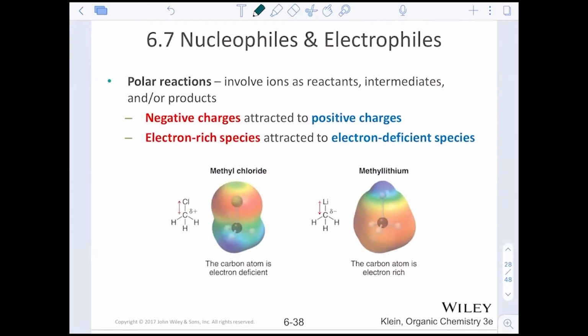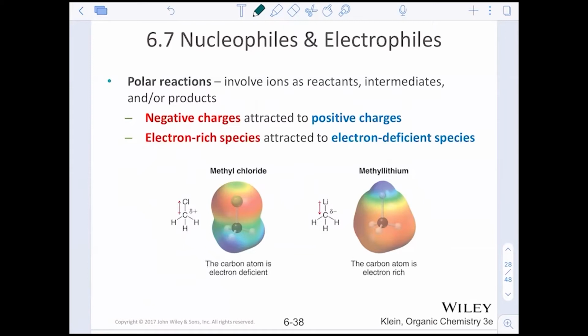Nucleophiles and electrophiles. This is where we're starting to dive into brand new territory. For polar reactions, we are going to see ions as reactants, intermediates, or products, right? Negative charges are attracted to positive charges. Opposites attract, we know that. But we also know that electron-rich species have a lot of electron density. We want to relate those to negatively charged items, right? It could just be a delta minus or an actual minus.